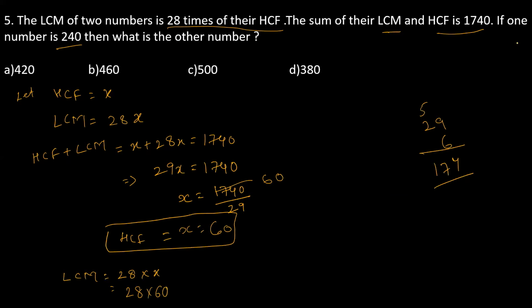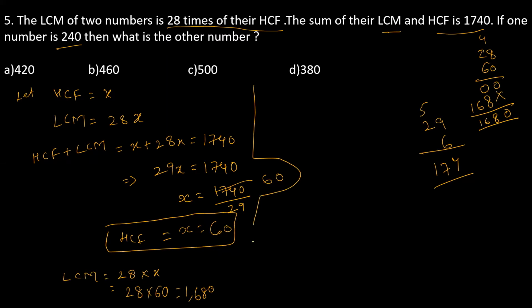So find 28 into 60. 0 into 0. 6 8s are 48. 6 2s are 12 plus 4, 16. So 1680, which is equal to 1680. Okay. Next.